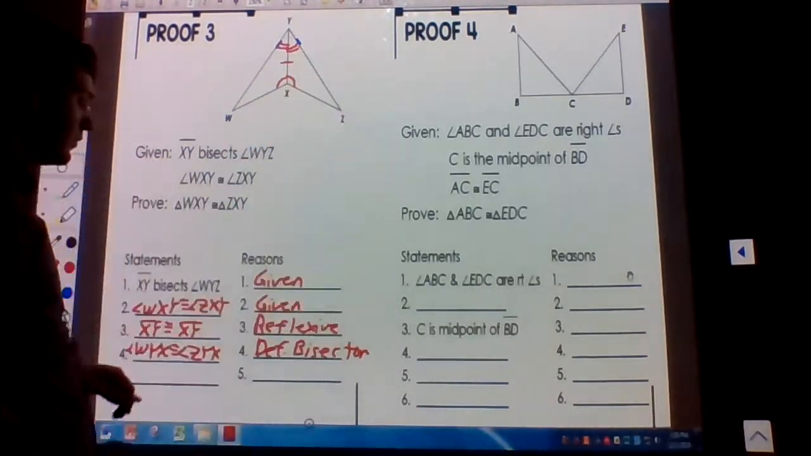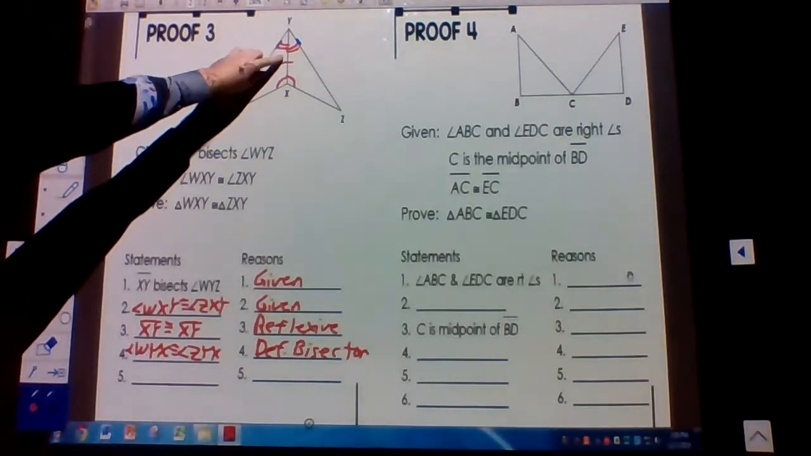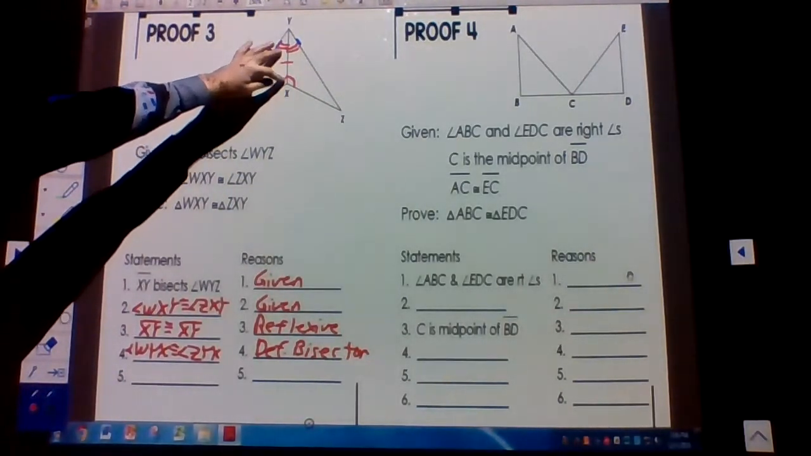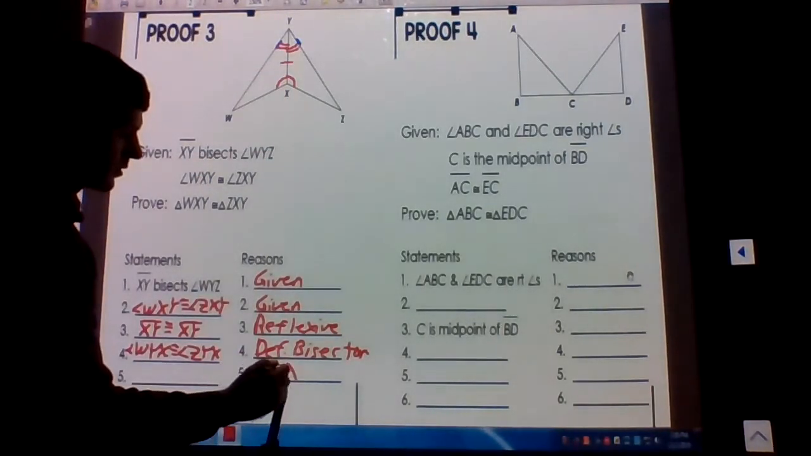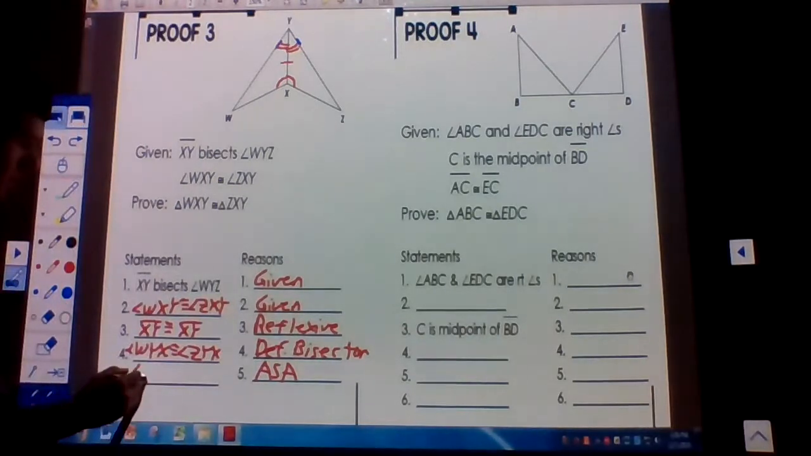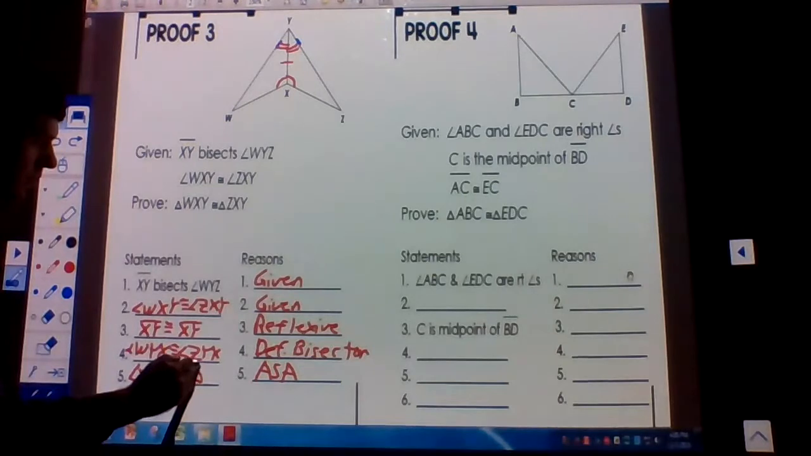Okay, we now have two pair of angles and one pair of sides. So we have angle, side, angle. The pair of sides is between the two pair of angles. So we have angle, side, angle. And that's going to tell us our triangles are congruent. So it's going to tell us triangle WXY is congruent to triangle ZXY.